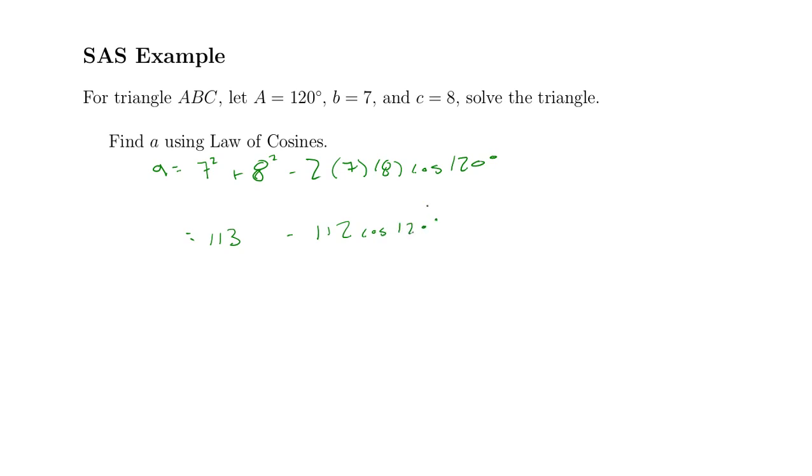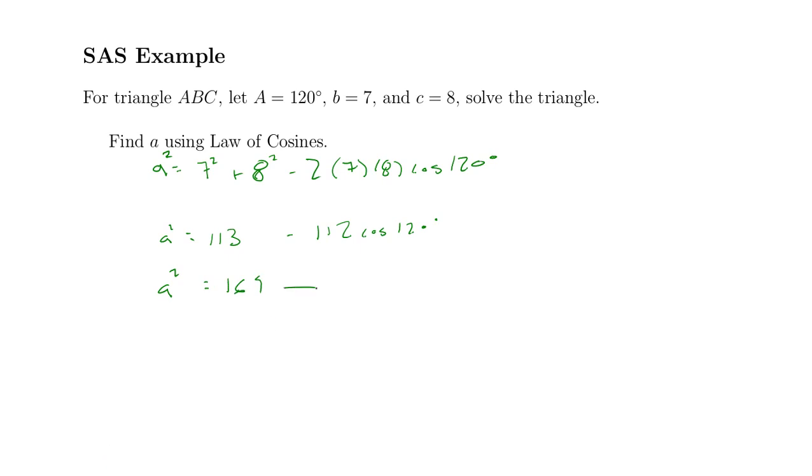So let me grab a calculator and we'll say 113 minus 112 cosine of 120. And make sure that I'm in degree mode. And I've got that this is, oops, I forgot a squared here. My bad. So I've got that a squared is 169.